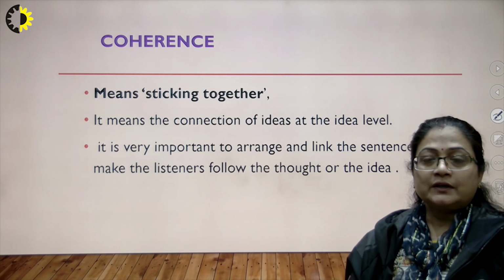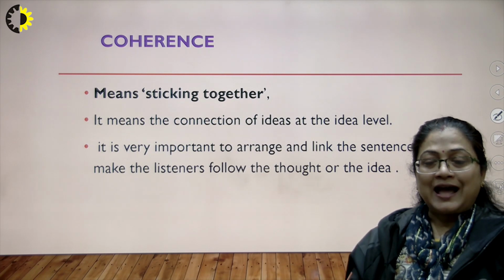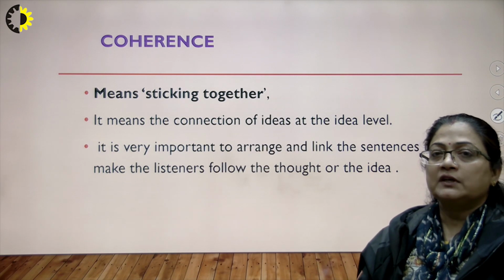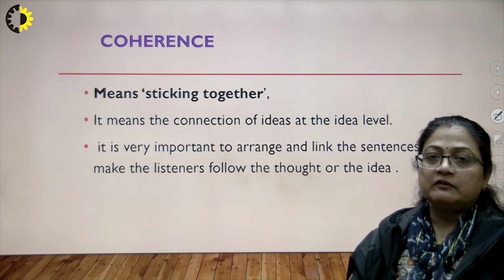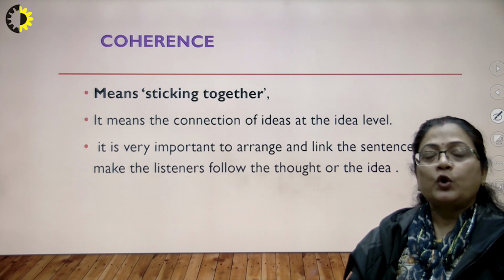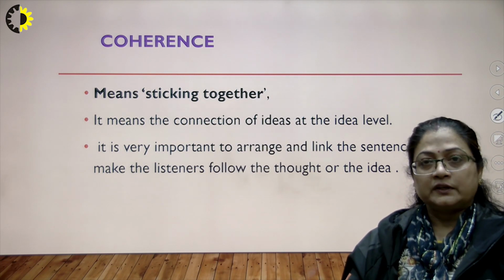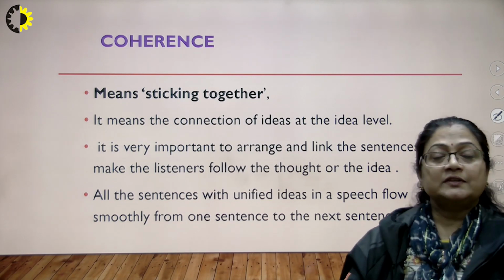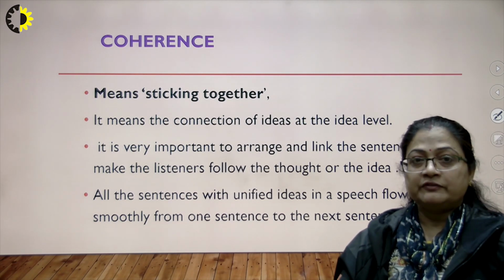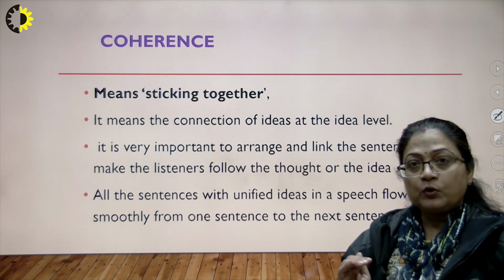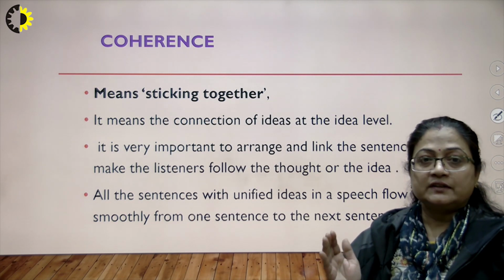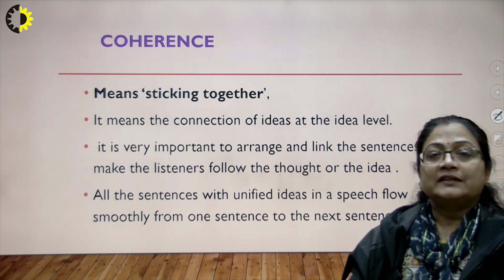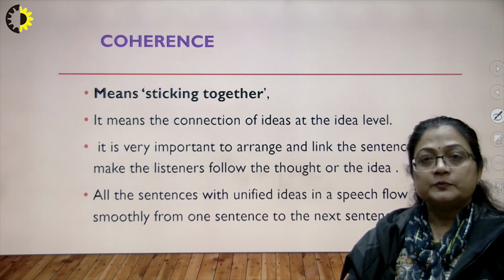Disjointed expressions are a lack of coherence, incoherent, and that incoherent speech will leave our audience baffled, and we will not be able to establish our opinion. So, coherence is a must. All the sentences with one unified idea, unity of idea in a speech, flow smoothly from one sentence to the next sentence. So, this is to understand and this is to maintain in our speech.